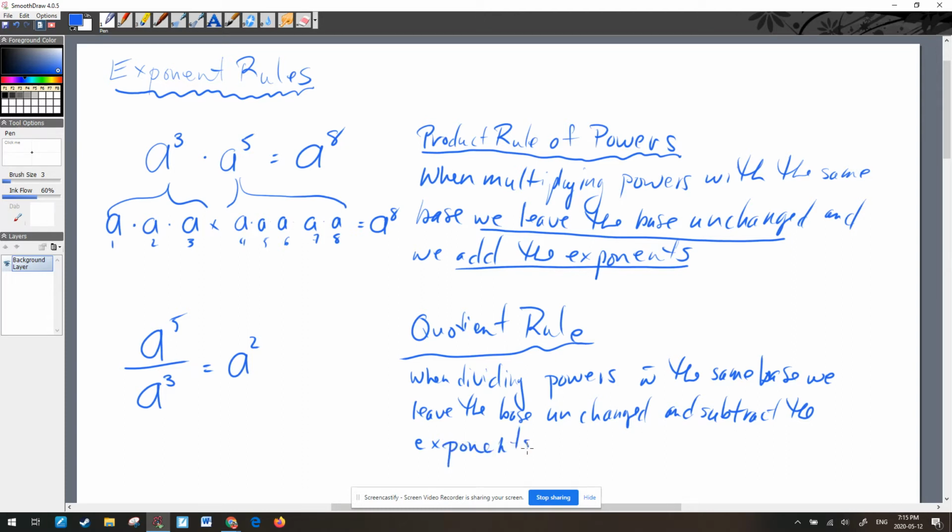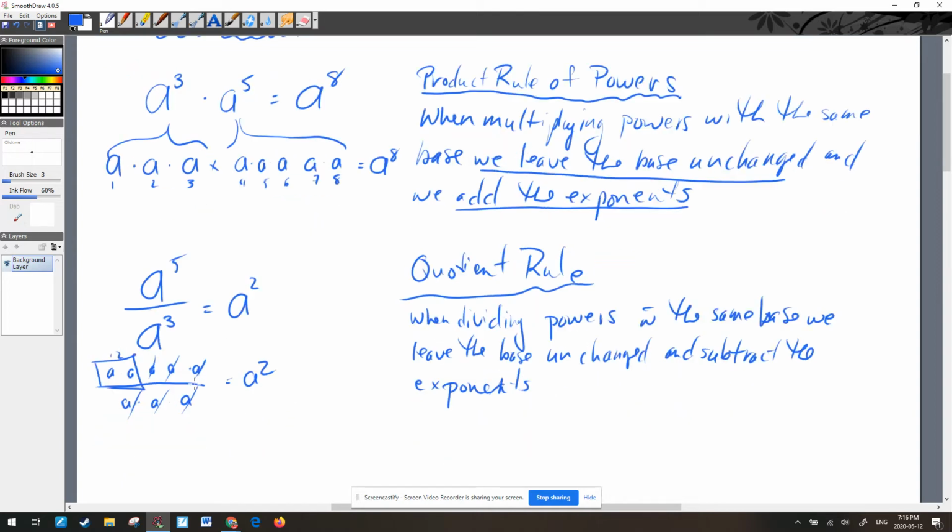And, as a justification for why that maybe makes sense, we could do a times a times a times a times a. So there's a to the 5th up top over a times a times a in the denominator. And we can do some cancellations. We can say, well, that one goes with that one, that one goes with that one, that one goes with that one. What are we left with? Well, there are 1, 2 of them. So it's, of course, a squared. So there's a pretty easy justification.